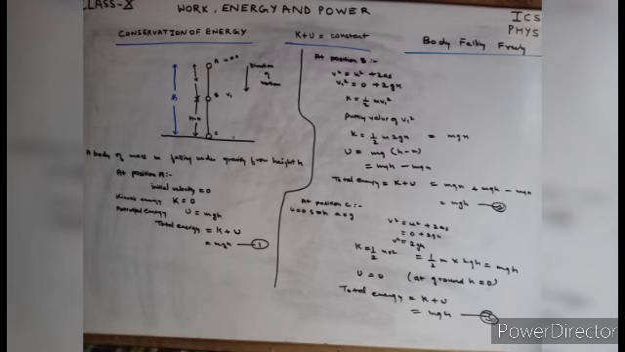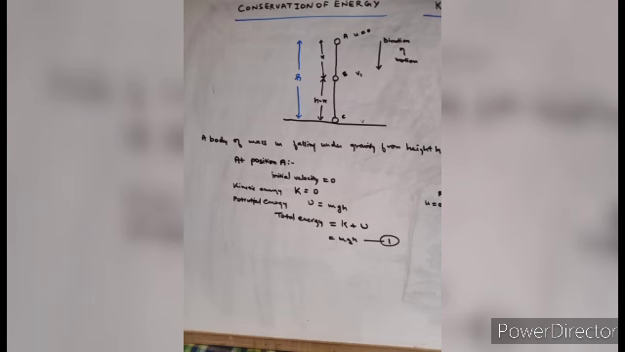Now if we start, a body of mass m is falling under gravity from height h. So at position A, the initial velocity of the body will be 0, so the kinetic energy will also be 0. Now the potential energy, that is U, is equal to mgh, and that makes the total energy, kinetic energy plus potential energy, so K plus U equals mgh. Now equation 1.